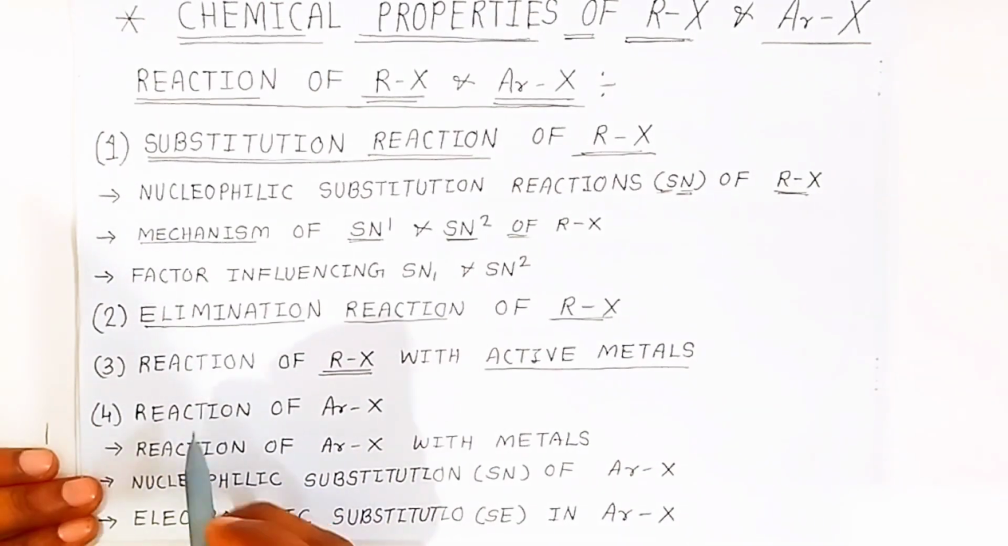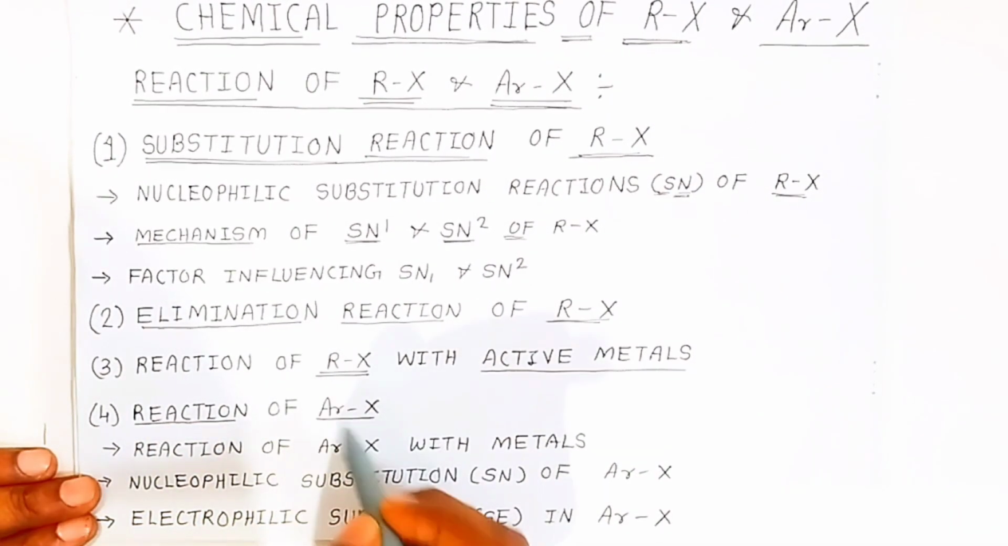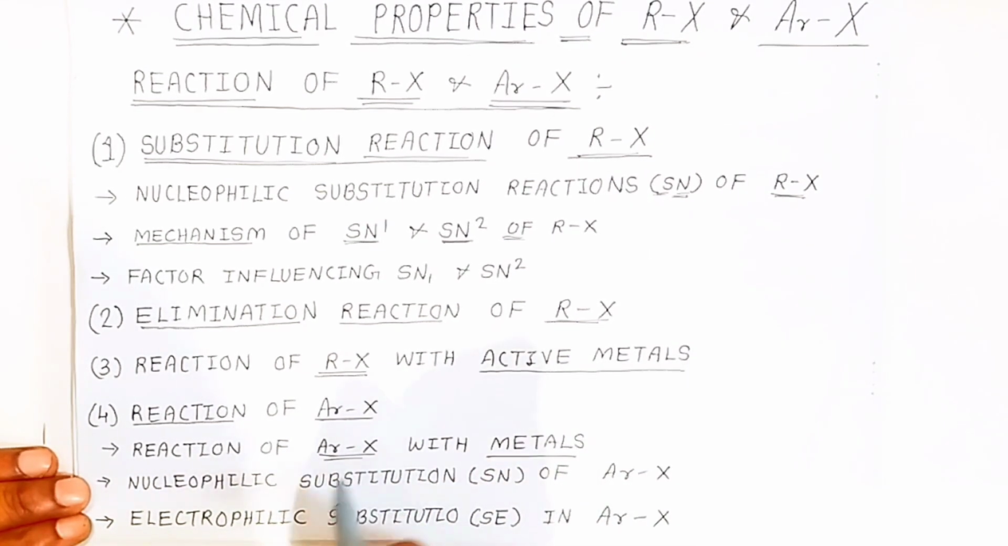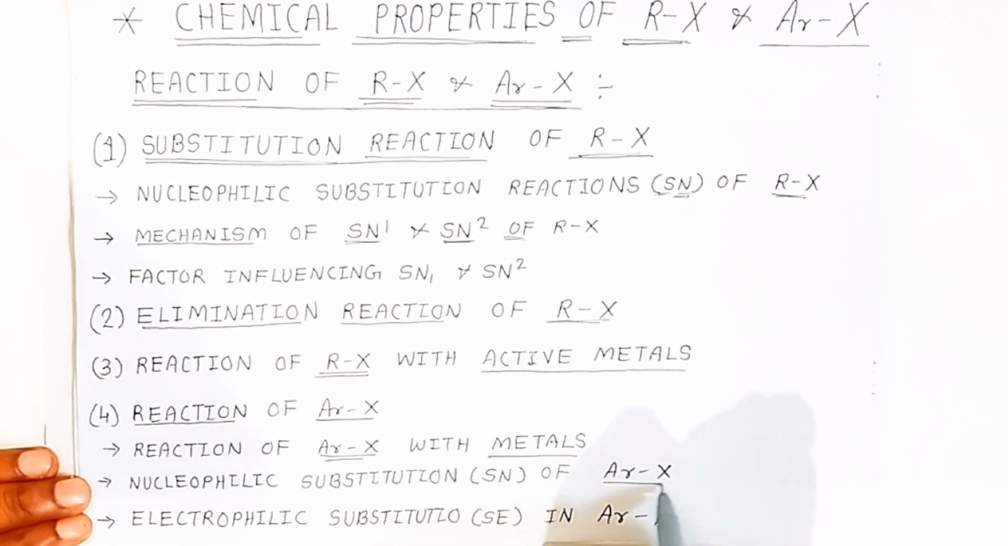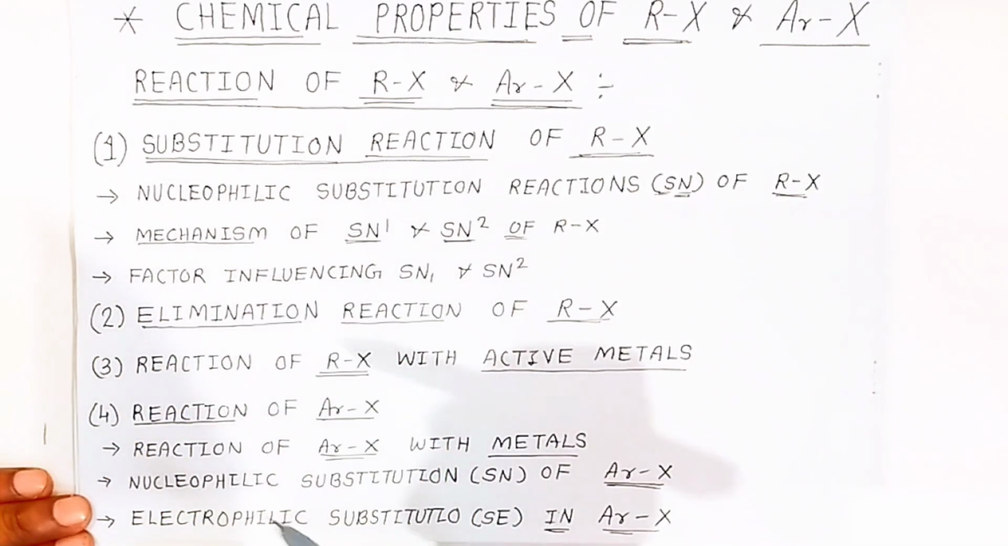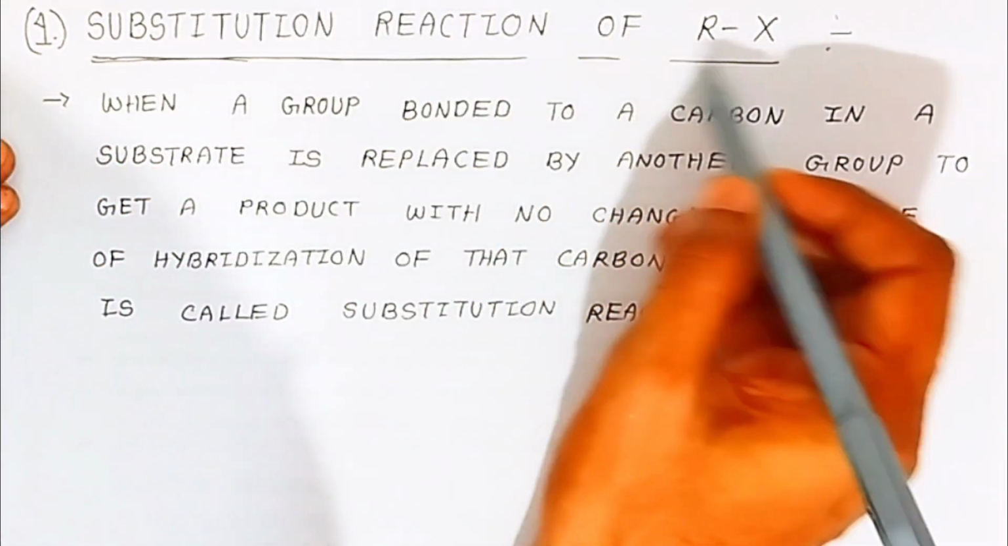Okay students, then we will see the reaction of aryl halide. In reaction of aryl halide students, we are going to see the reaction of aryl halide with metals, and nucleophilic substitution reaction of aryl halide. So these four major reactions we are going to see students. First, substitution reaction of alkyl halide.